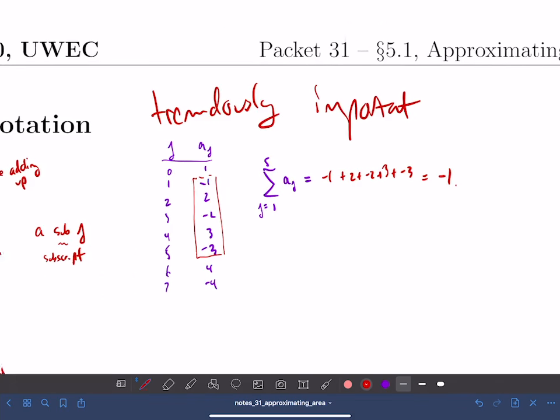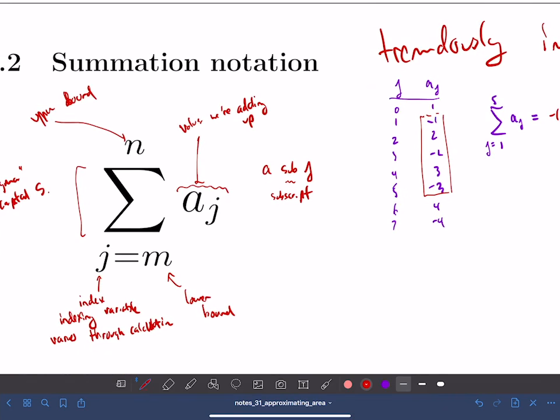This one's kind of abstract in that it doesn't tell you what you're supposed to do. You just have to go get your a sub j's, wherever they came from.